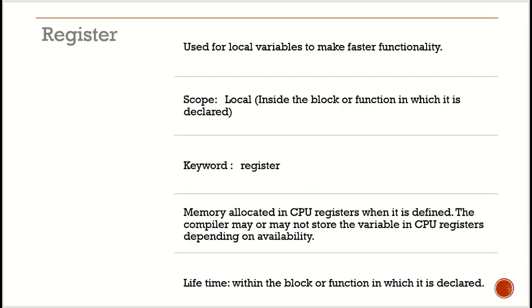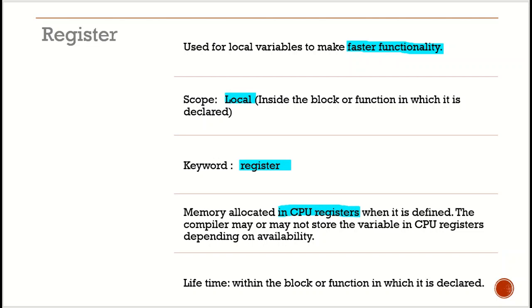The last storage class is register. It is used for local variables to make functionality faster. The scope of the register storage class is local. It is inside the block or function in which it is declared. The keyword is register, and the memory is allocated in the CPU register.